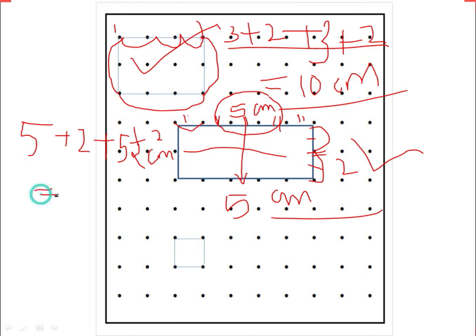Now the answer is very simple. 5 plus 2 is 7, 7 plus 5 is 12, 12 plus 2 means 14. What is this 14? 14 centimeter is the perimeter of this rectangle.